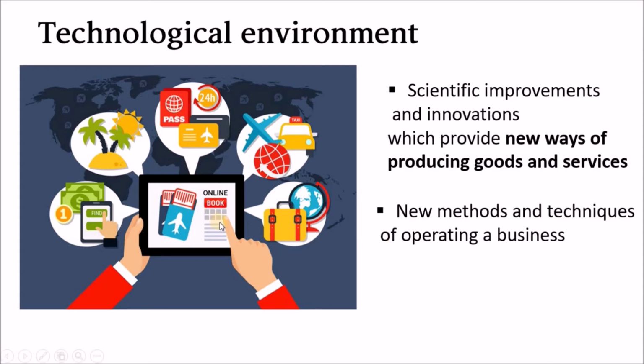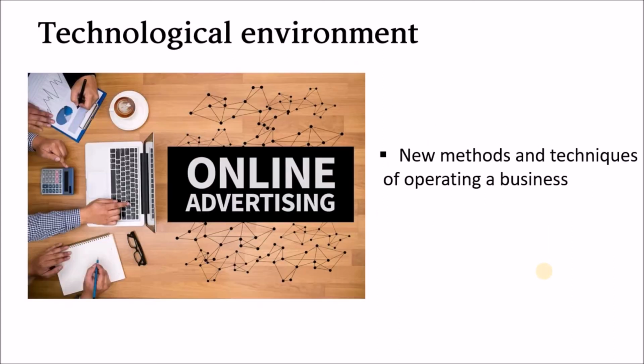Like nowadays you can sit at home and you can book your airline tickets or movie tickets, or if you want to do the payments, they can be done online. So this is a new way how the business is operated nowadays. So it all comes under the category of technological environment. Even advertising has taken a new form. You are doing online advertising on various social platforms about your goods and services.